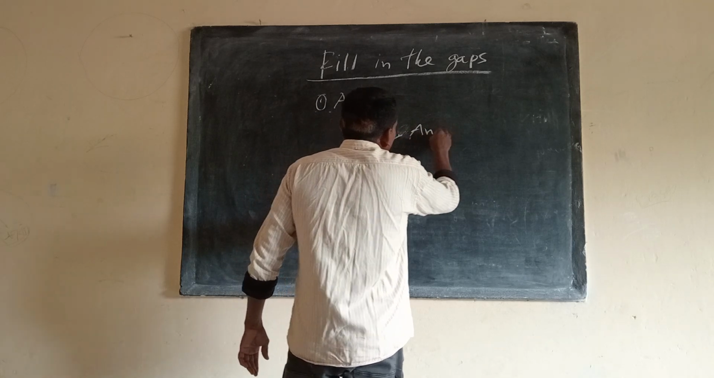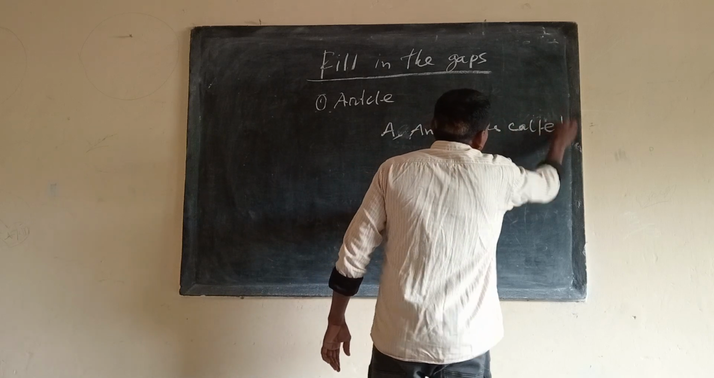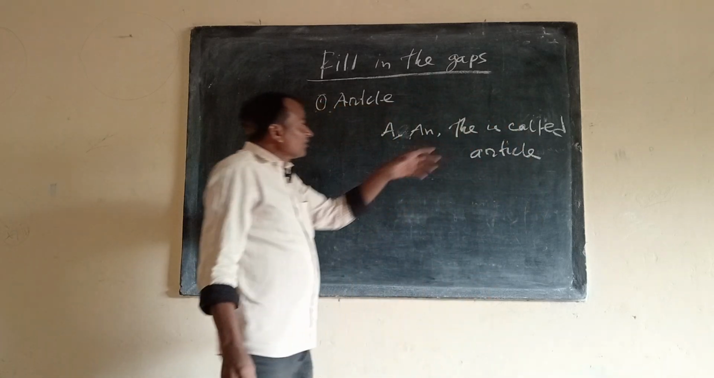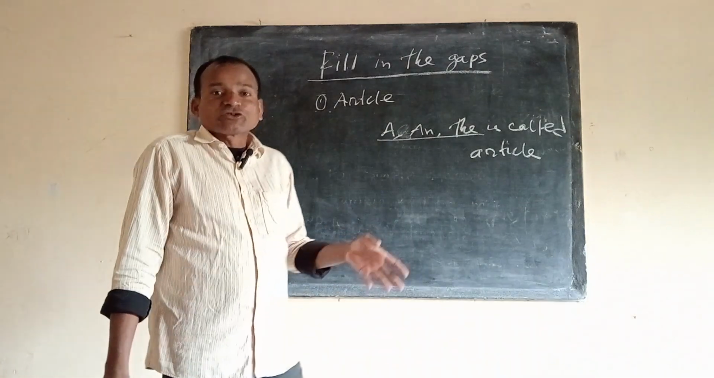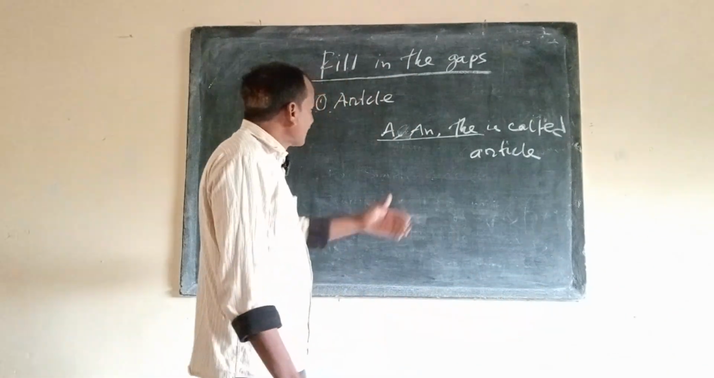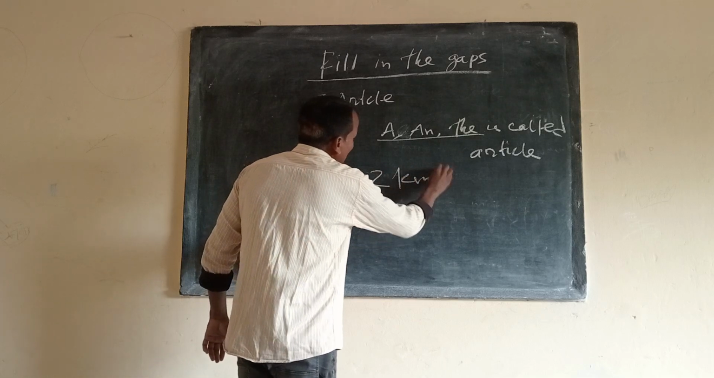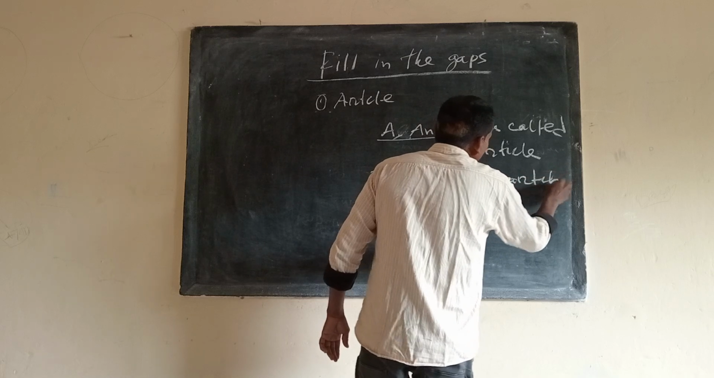A and B is called article. So it is called article. How many kinds of article are there? There are two kinds of article. What are they?